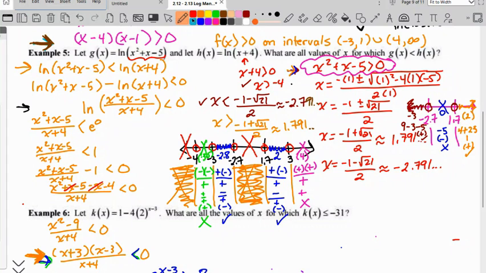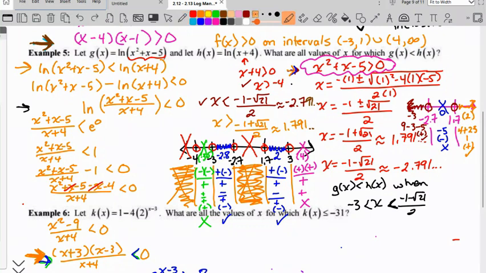So the answer to our question that we now have is that g of x is less than h of x when x is between -3 and, what is the real number that -2.7 represents? The exact value was -1 minus the square root of 21 over 2. -1 minus the square root of 21 over 2.